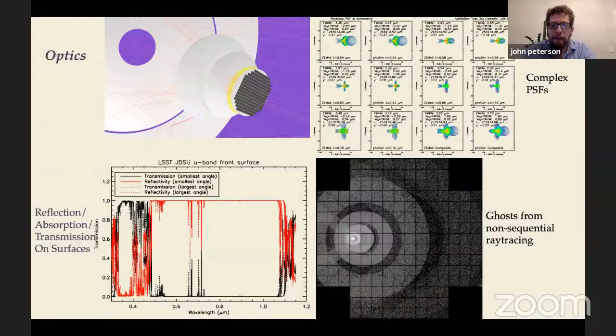We can also do non-sequential ray tracing in FOSIM. So you can get double and quadruple bounces, which give you ghost patterns for a bright source. You get this there for the LSST Rubin design.